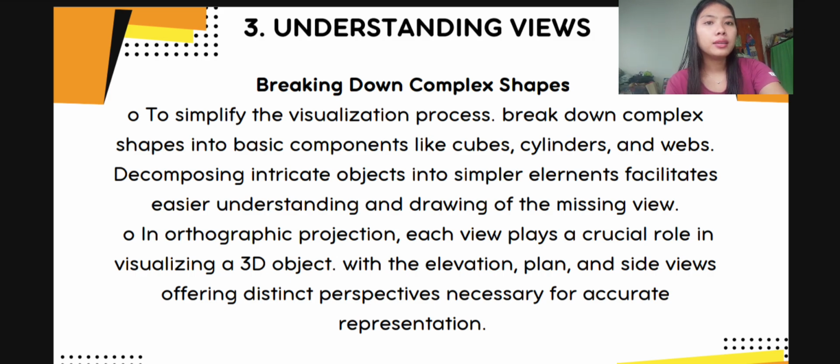The third strategy is understanding views, starting with breaking down complex shapes. Sometimes objects look complicated. To make the drawing easier, we break them into simple shapes such as cubes, cylinders, wedges, and rectangular blocks. Seeing the object as simple parts helps us project those parts correctly into the missing view.